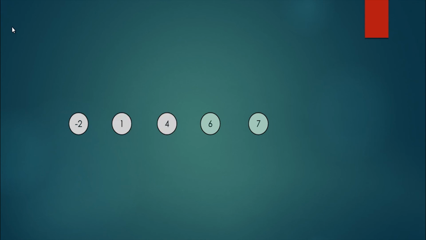So 4 is greater than 1, so we swap them, and we keep comparing -2 with 1. This is the last comparison, and we come to the conclusion that they are in the right place, so we consider both of them sorted. Okay, and -2 sorted. So that's all about bubble sort.